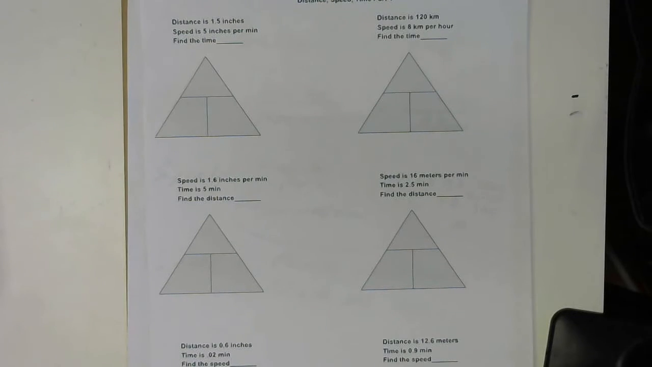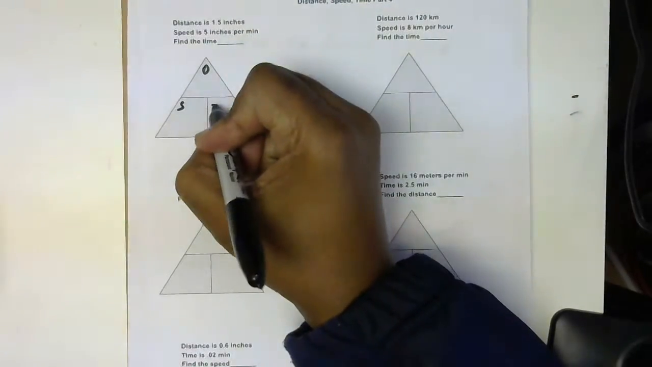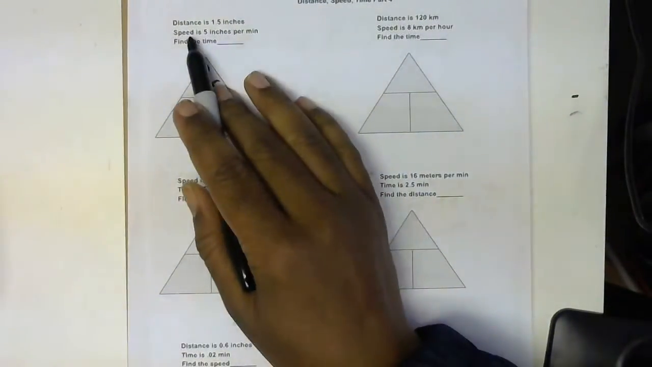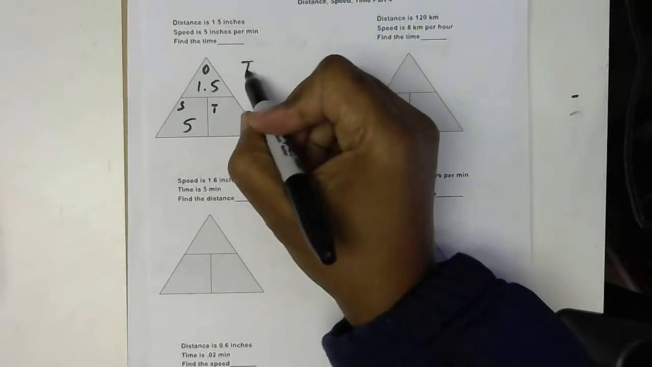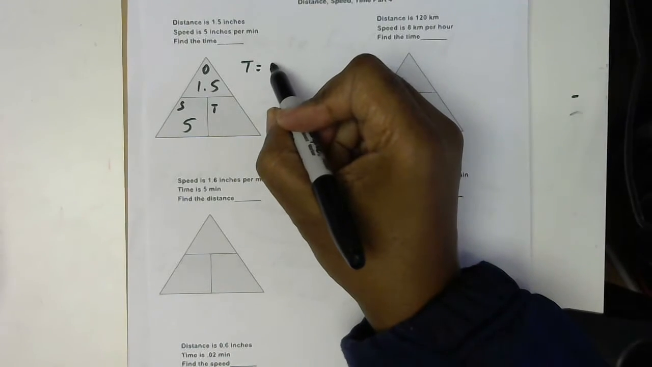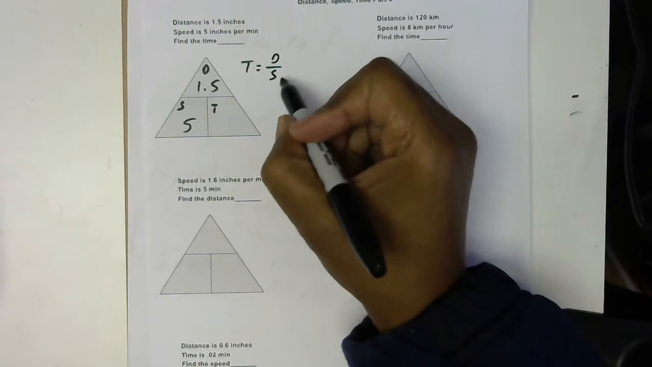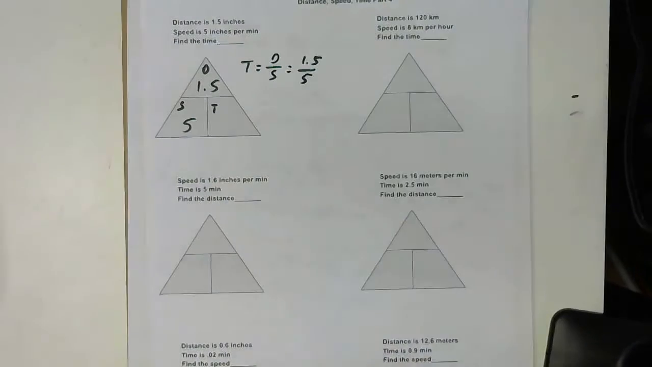Let's take a look at these three problems. Distance is 1.5 inches and the speed is 5 inches per minute. Find the time. Well, here we have d, s, and t. The distance is 1.5, so the 1.5 goes here. The speed is 5, so the 5 goes there. And we're looking for time. So time will equal d over s, or d divided by s. This is going to be 1.5 over 5, or should I say 1.5 divided by 5.